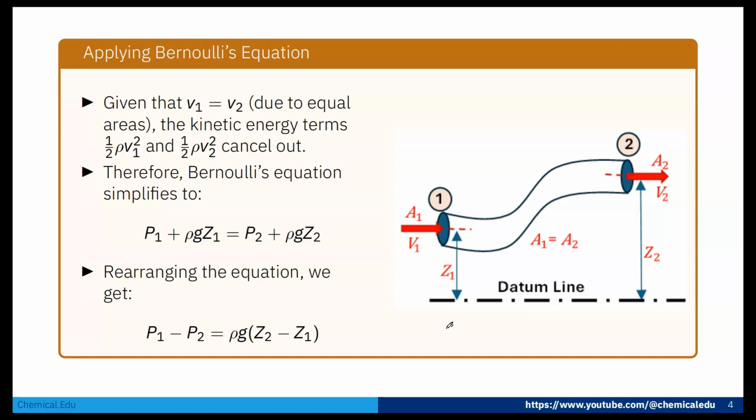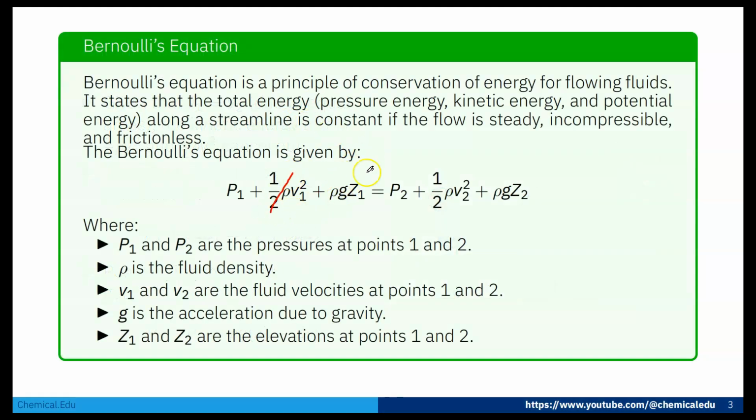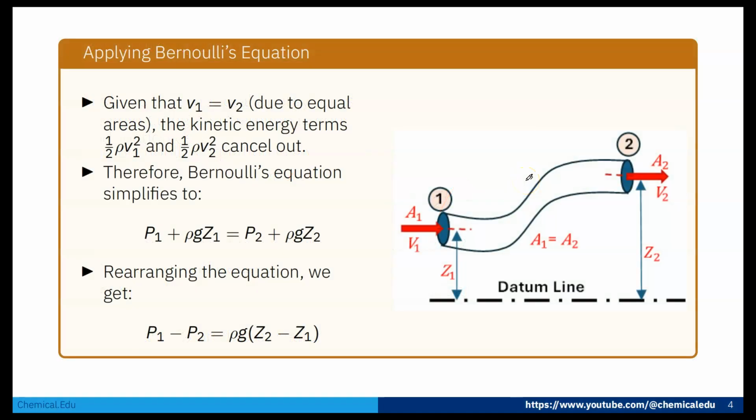Now applying Bernoulli's equation, given that V1 and V2 are equal due to equal areas, the kinetic energy terms, half rho V1 squared and half rho V2 squared, cancel out. So this term and this term cancel out. We have only P1 plus rho g Z1 is equal to P2 plus rho g Z2. Therefore Bernoulli's equation simplifies to P1 plus rho g Z1 equals P2 plus rho g Z2. Rearranging, we get P1 minus P2 is equal to rho g times (Z2 minus Z1).